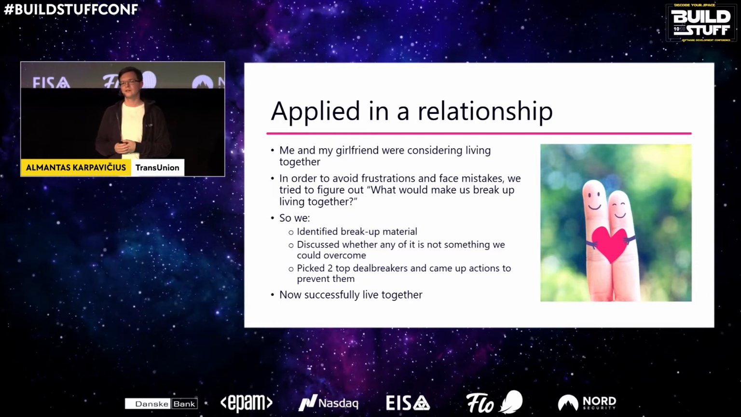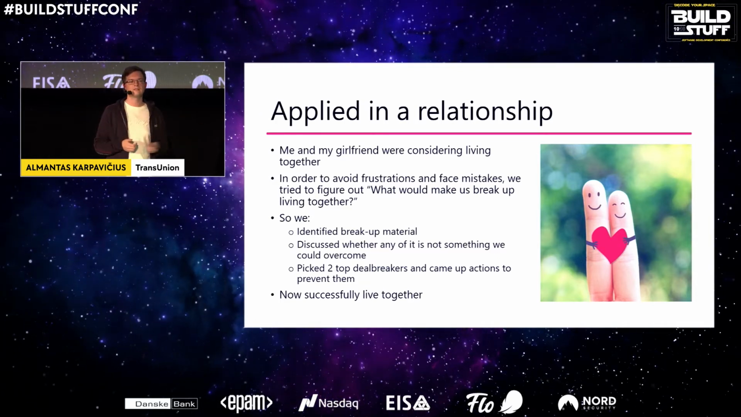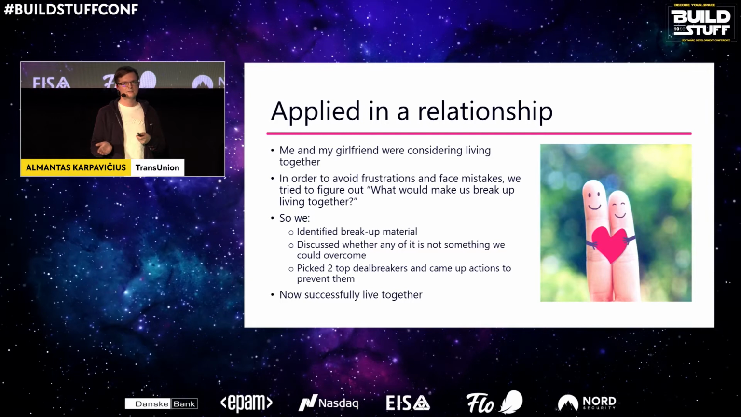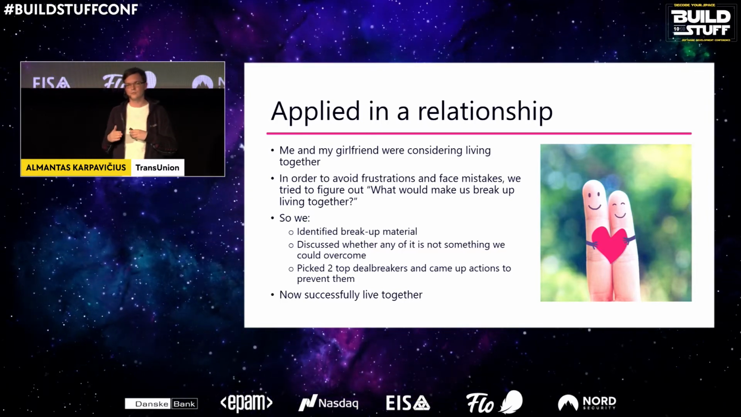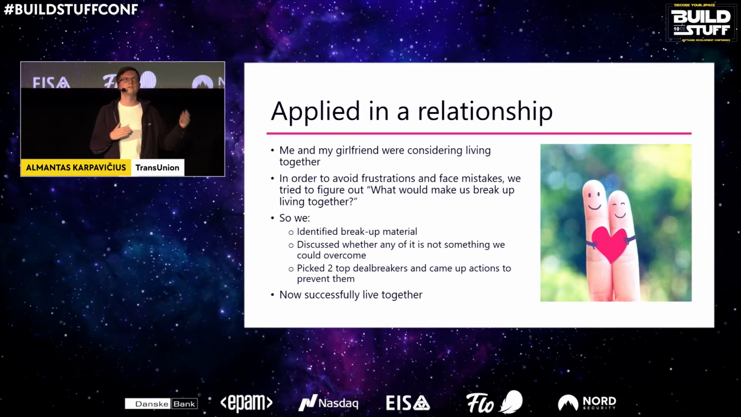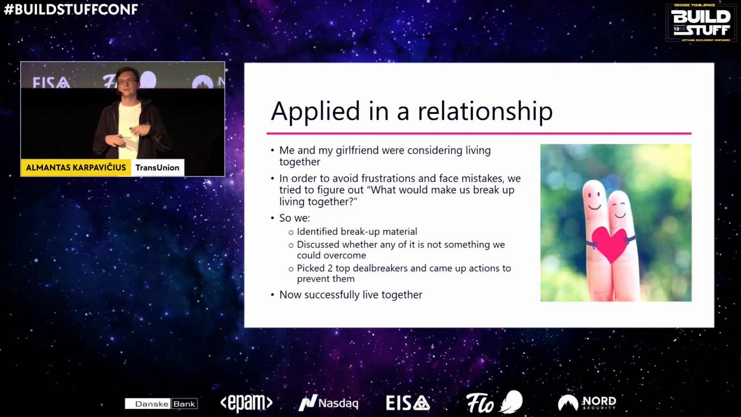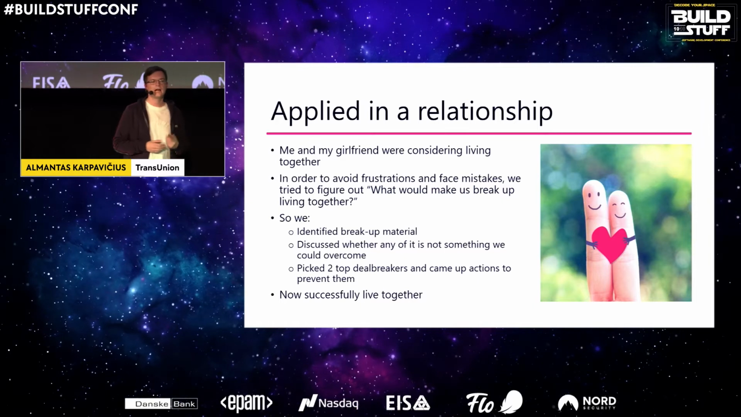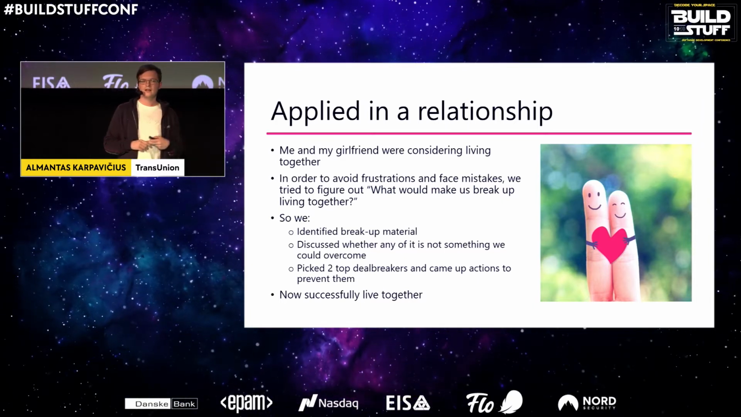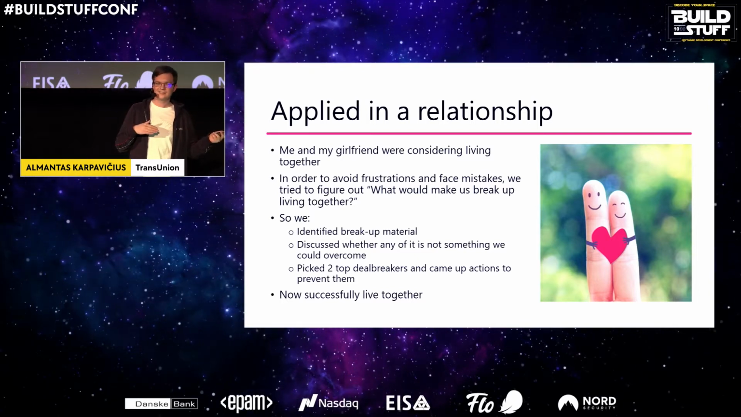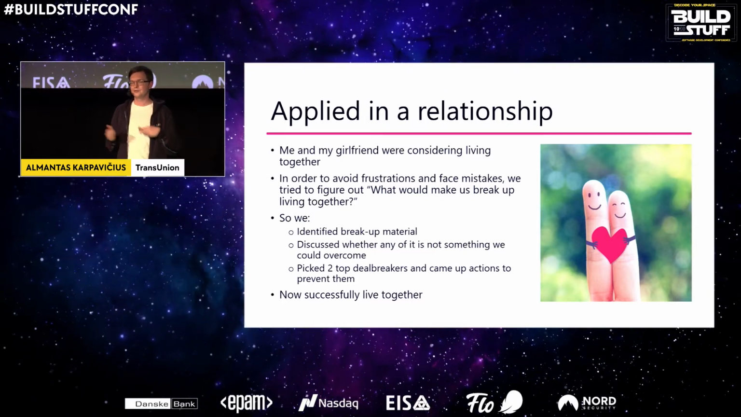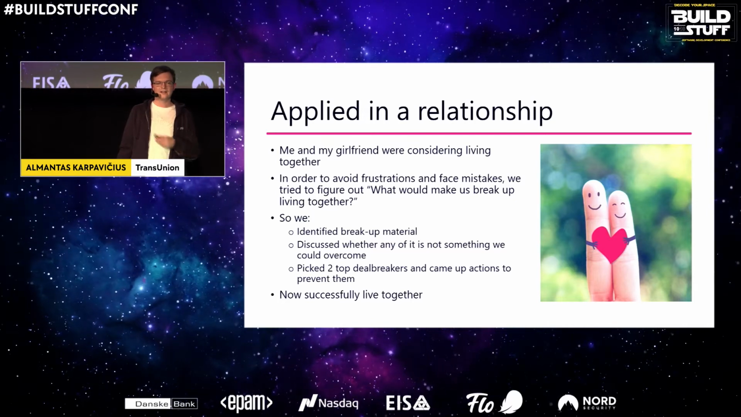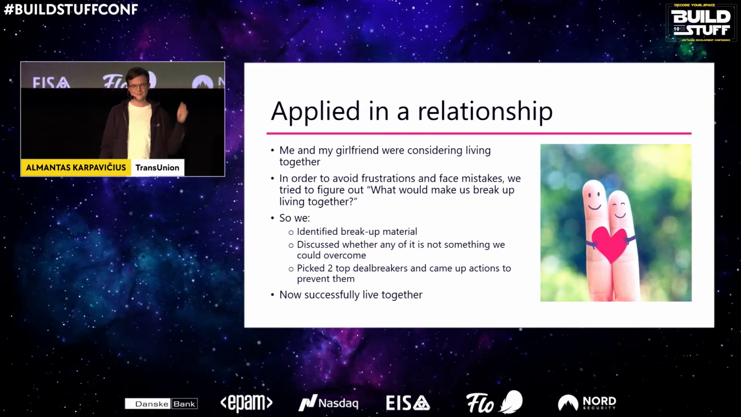Not only does TRIZ work in a work environment, it could work in a relationship, for example. You know, when a relationship is progressing well, you might start moving forward and think about questions like, should you get married? Should you move in? Should you buy a house together? And me and my girlfriend were having such a question too, whether we should live together. And we identified breakup material. We discussed whether any of that could happen. And then we figured out how to prevent those things that would lead towards that. So now we live successfully together. So mission accomplished.